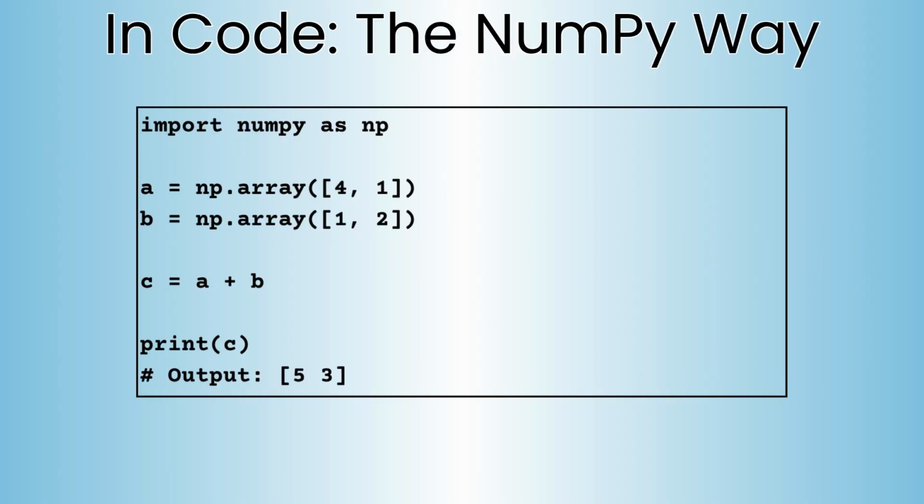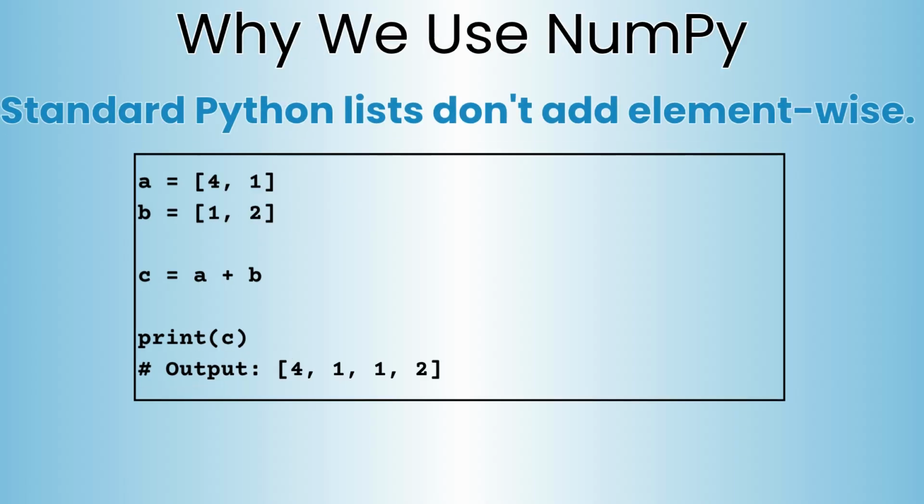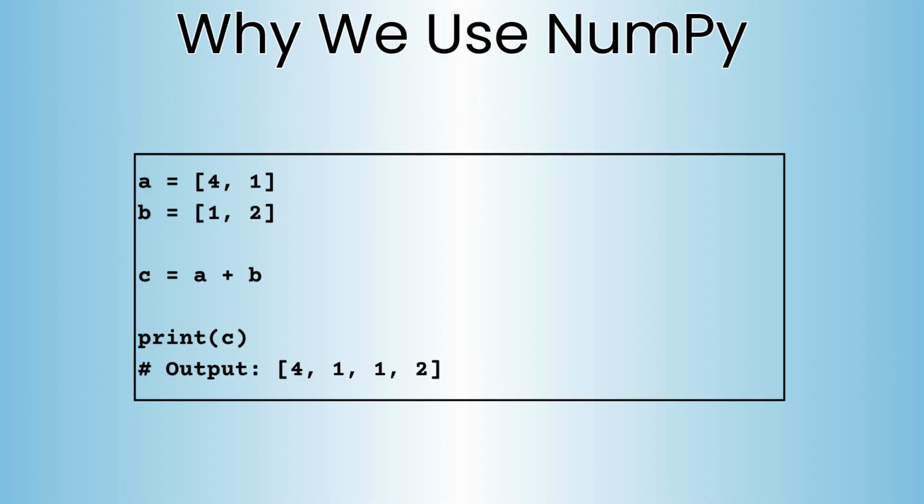Here is how we can do this in NumPy. We create a vector A as a NumPy array of 4, 1 and B as a NumPy array of 1, 2. And we simply use the plus operator, C equals A plus B. And the result C would be the NumPy array 5, 3. For vector operations, we always prefer using NumPy, as adding two lists does not do element-wise addition in Python by default. Instead, it appends the elements of the second list to the first list.